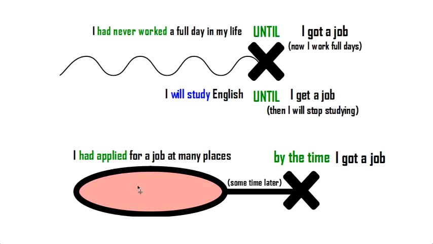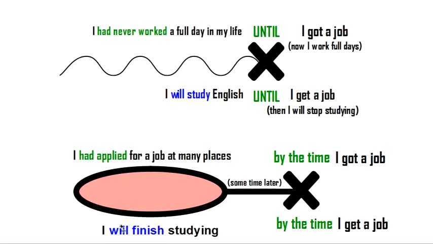Okay? Now, another example of this is in the future. I could say, I will finish studying by the time I get a job. So this is the future. So I don't have a job, but I will finish studying at the university, and then sometime later I will get a job. And so again, we can use by the time to indicate that I will finish studying by the time I get a job. Alright guys, so I hope this was helpful in understanding how we use until and by the time.